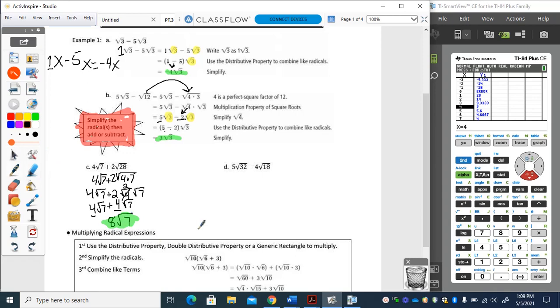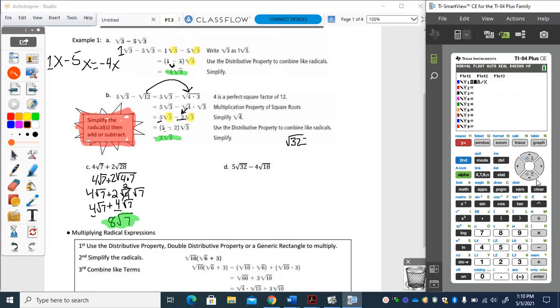All right, now let's look at D. We have 5 times the square root of 32 minus 4 times the square root of 18. Now, first of all, do either of those look like they are the same? No, so let's break them down. Let's start with the square root of 32, and we'll do that over here so we don't have to write all of that out.